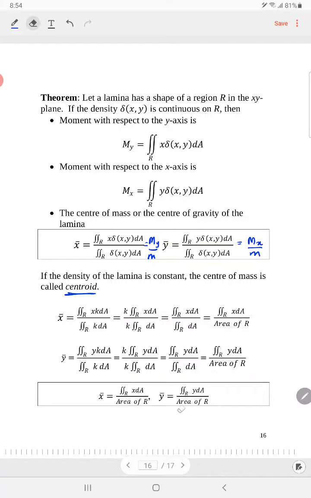So this is another formula for you to remember, which is the centroid. The centroid is just the center of gravity for a lamina when the density is a constant. So when the density is constant, the formulas for x bar and y bar will be reduced to this. Okay, so that is the centroid. So far you have three formulas: mass, center of gravity, and then the centroid.